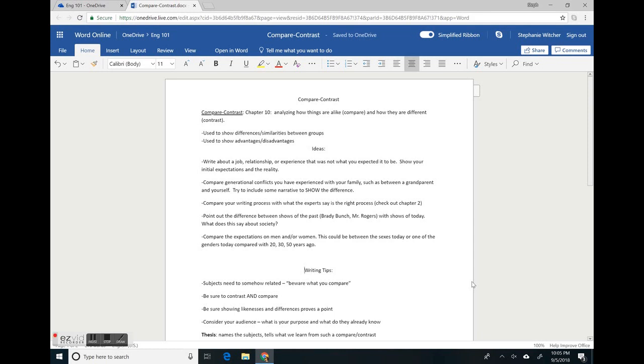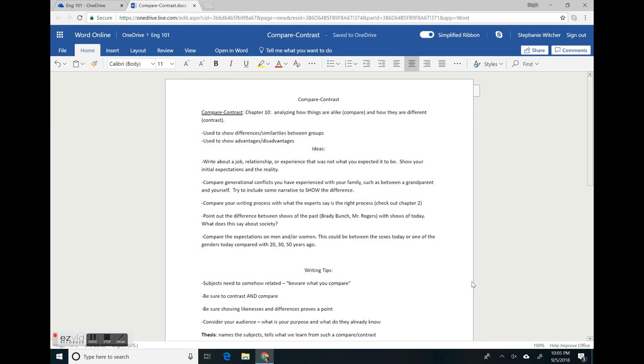Now, you might have already done a paper like this before. We do this a lot in literature when we're comparing and contrasting two different types of characters. We do this in history as well when we talk about different time periods, how they're alike, how they're different, maybe how they approach women's rights or any sort of social issue. So it's not that uncommon to have seen these types of writing in some of your other academic areas.